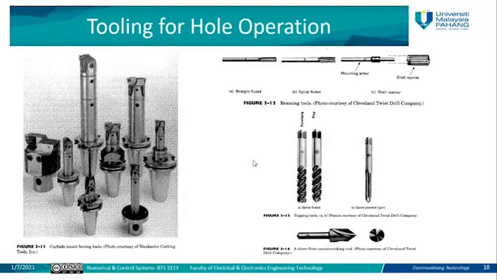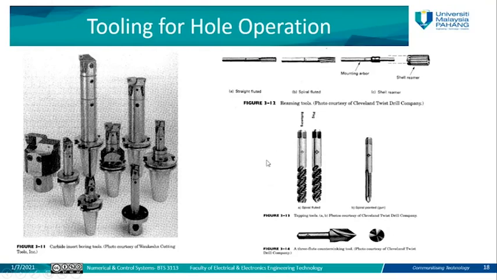As you can see here, there is some tooling used for the hole operation. You can see the different shapes of these tools. That means you already have the hole, you are not required to create it. You already have the hole, but the hole is of a small size. For example, you want to increase the size. So when you put this tool inside the hole with the small diameter in the beginning and go inside, the size of this hole will be increased based on the size required by the operations.